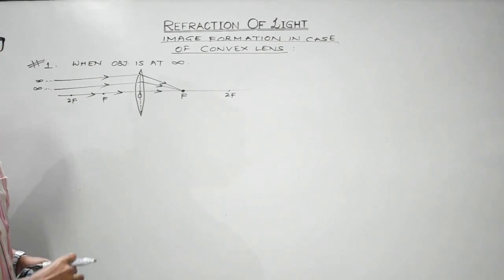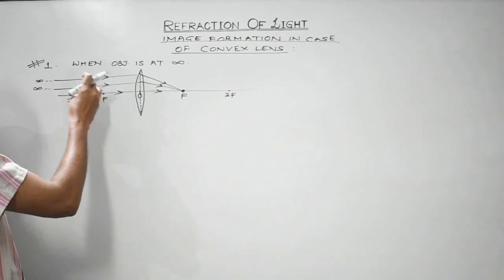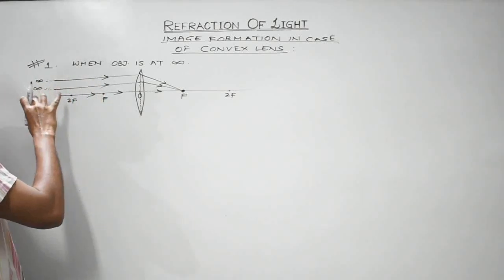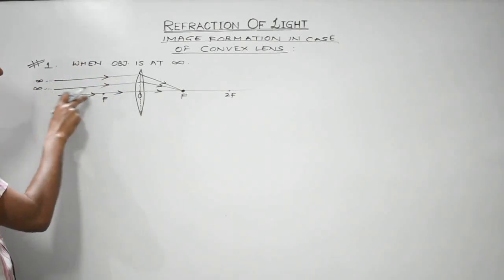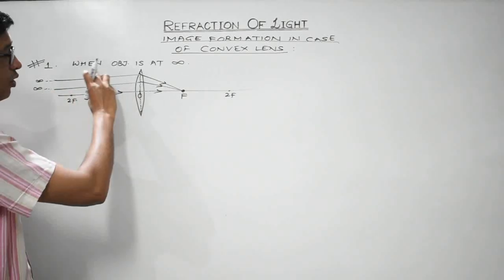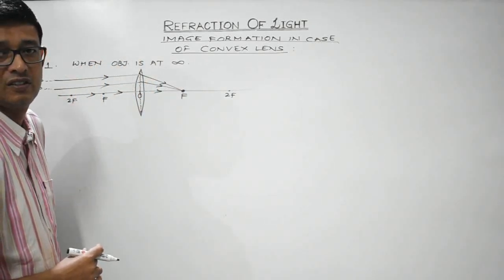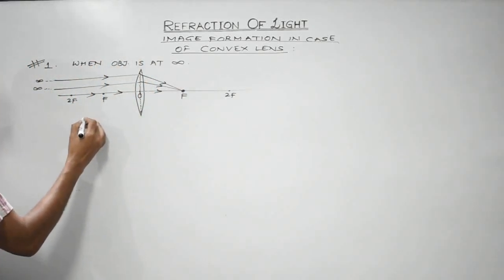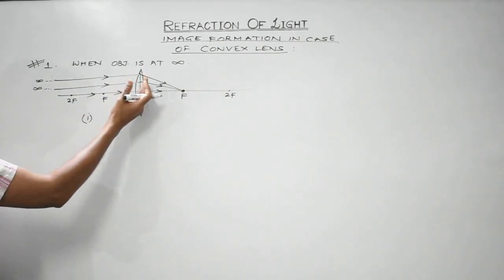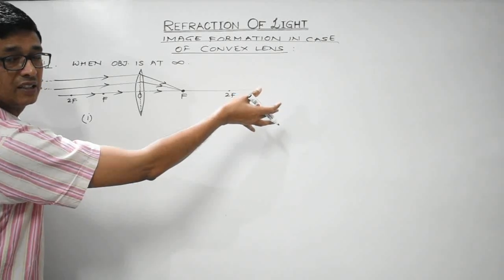So students, whenever the object is at infinity, the rays from the object would be parallel to each other and also parallel to the principal axis. Because of its converging nature, all these rays after refraction tend to get converged at the focus, right? So what about the nature of the image?